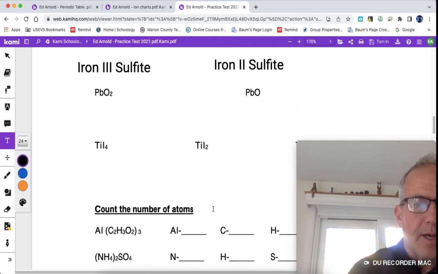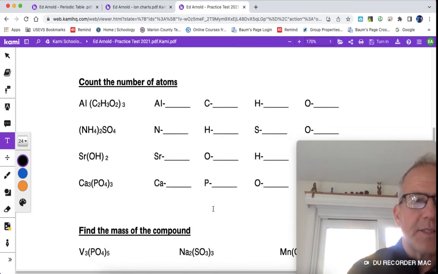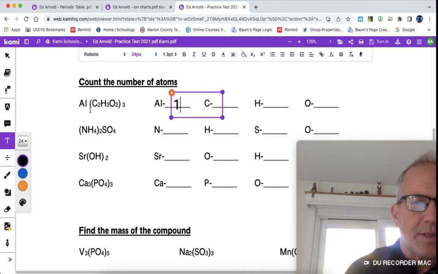Okay, let's go count the atoms. All right, so this section is really easy, right? We just count the atoms. So we have our aluminums. We have just 1 aluminum because there's no subscript there.